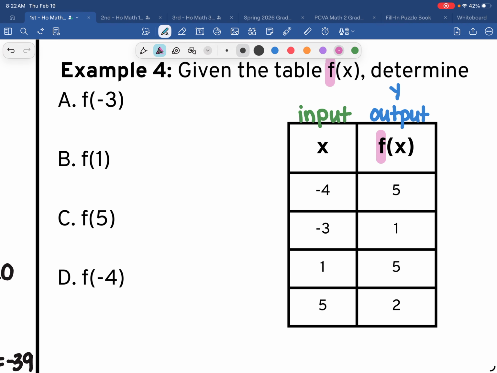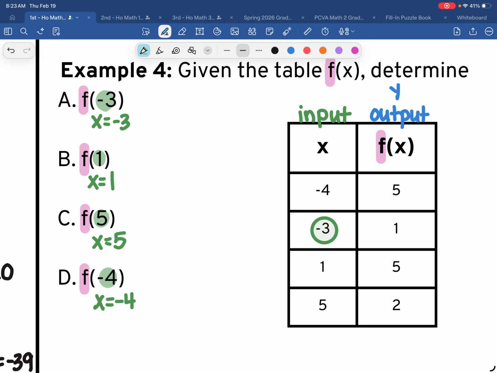So when we are asked to evaluate with a table, it's pretty simple. It's just about identifying. So all of these are f, and we need to read it the same way. What's in the parentheses is the input. Well, if that's the input, that also means that that's the x value. So this is negative 3, this is 1, this is 5, and this is negative 4. So when I go to my input, I'm going to find negative 3 because we're looking at the x values as the input. And that goes to an output, which is a y value, at 1.